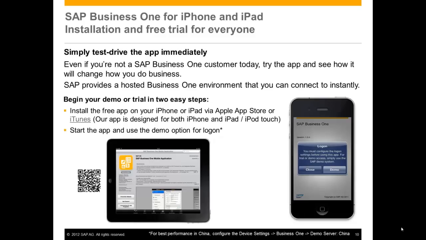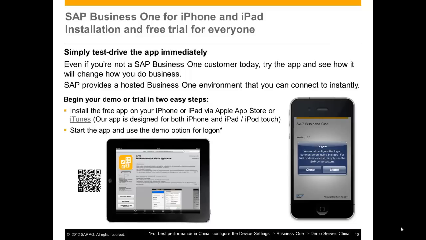Now, I mentioned to you when I started today's presentation that you are able to test drive the application immediately. So even if you're not an SAP Business One customer today, you can go and download the SAP Business One mobile application from the App Store and see how it works. At SAP, we're providing a hosted SAP Business One environment that you can connect to instantly. So how do you do it? Step 1. Install the free application on your iPhone or iPad via the Apple App Store or via iTunes. The one application is designed for both the iPhone and the iPad, and you can also use it with a Wi-Fi enabled iPod Touch.